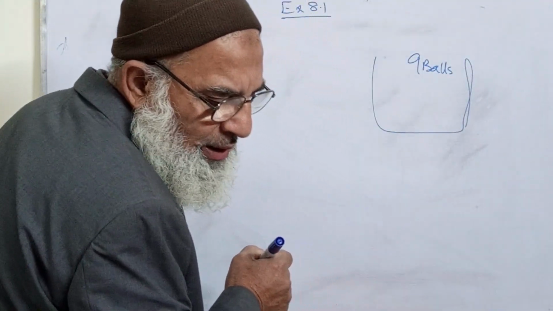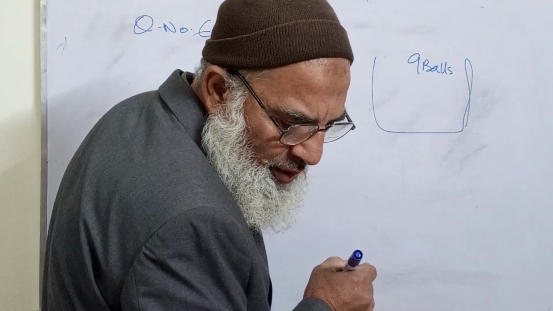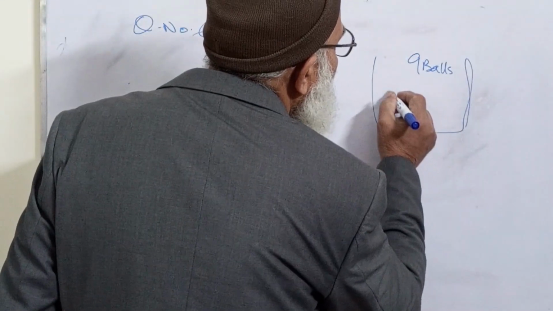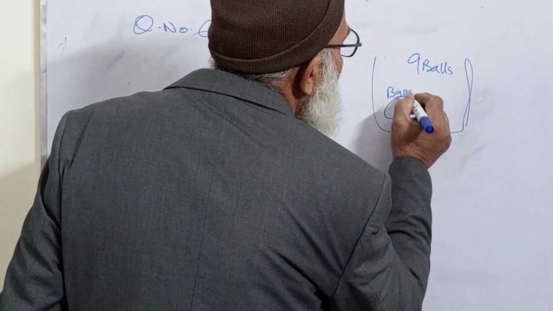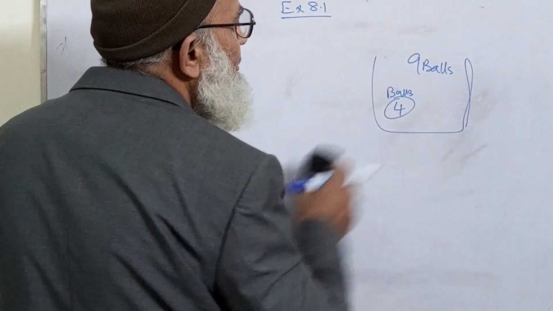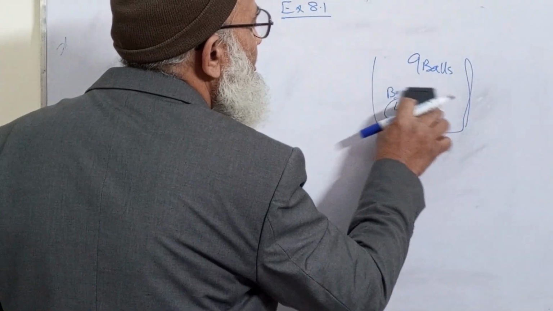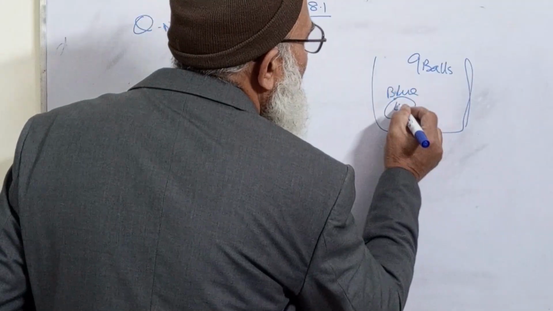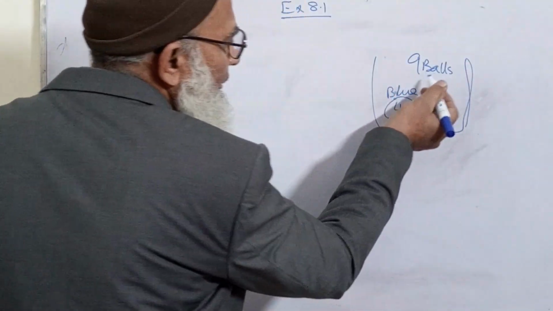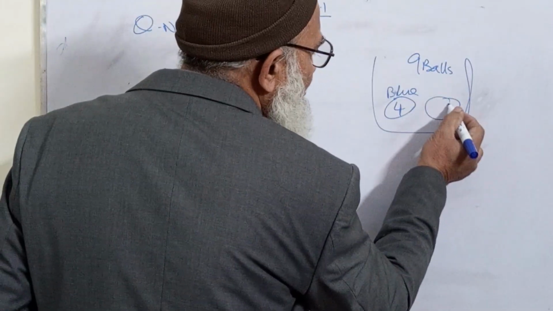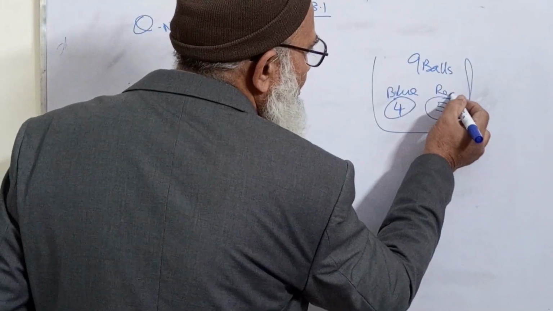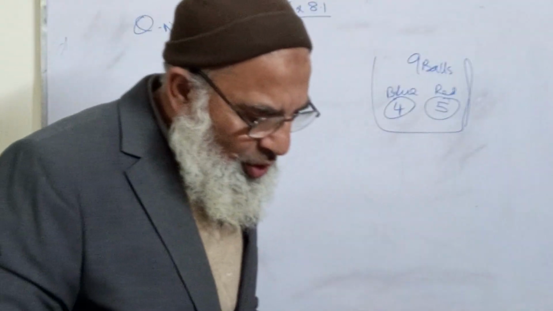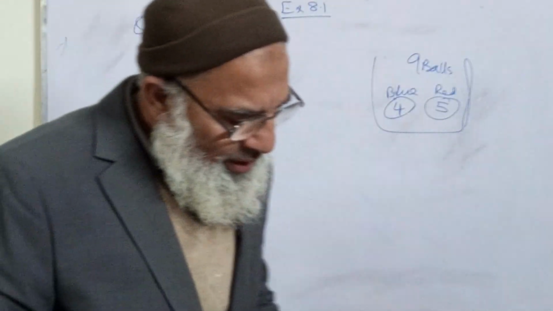Of these, 4 balls are colored blue. 4 balls are blue in color. And of course, when there are 9 balls, that means the 5 are red, if 2 color choices are given to you. Okay, now what is the question?